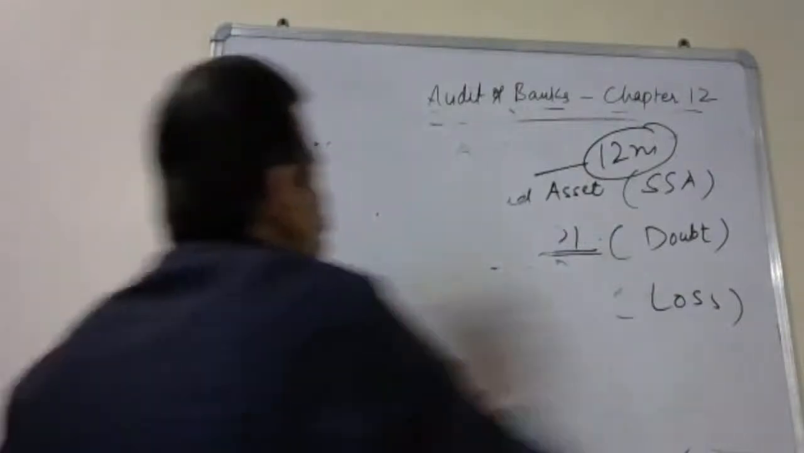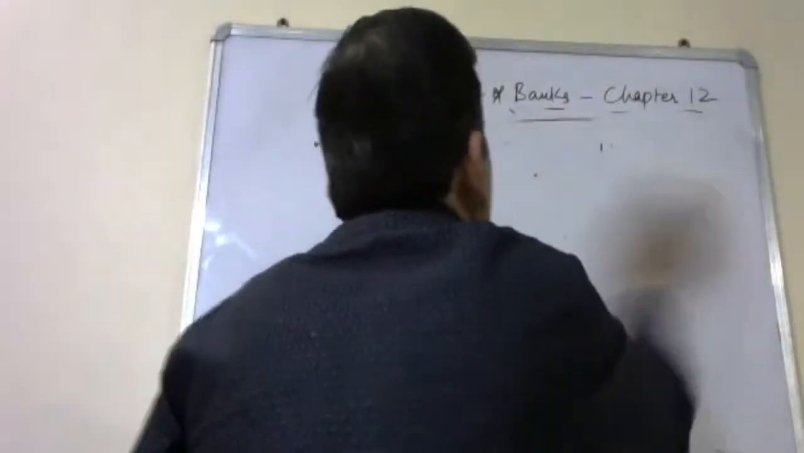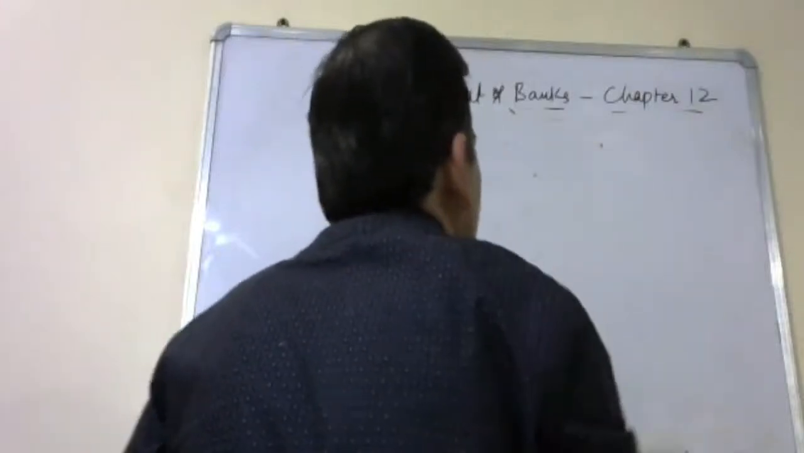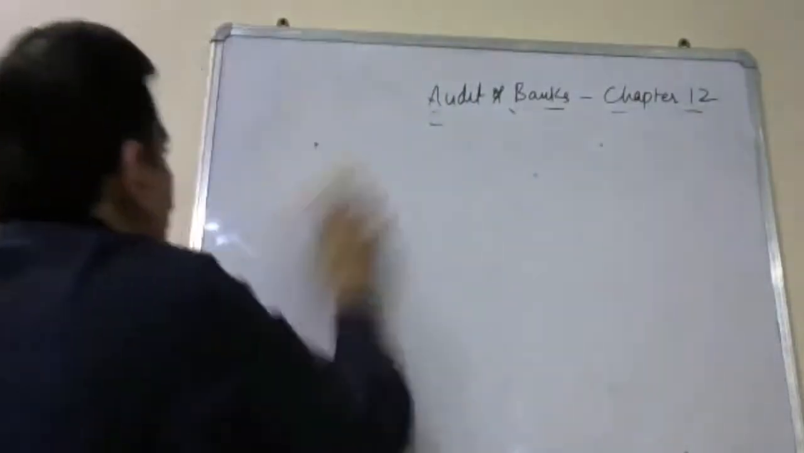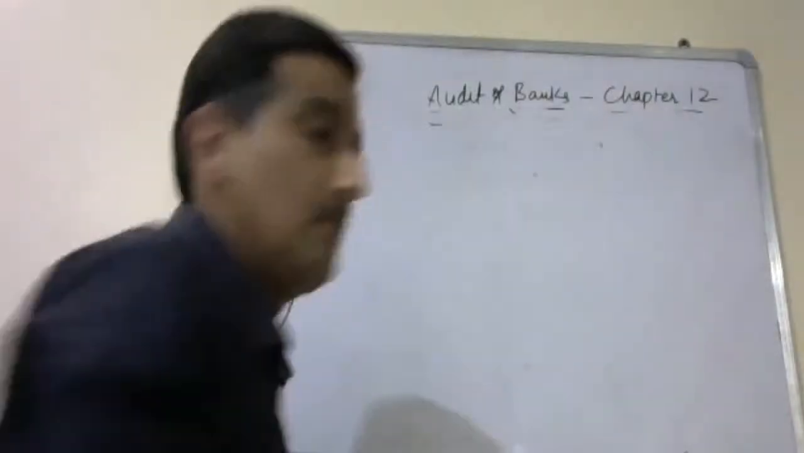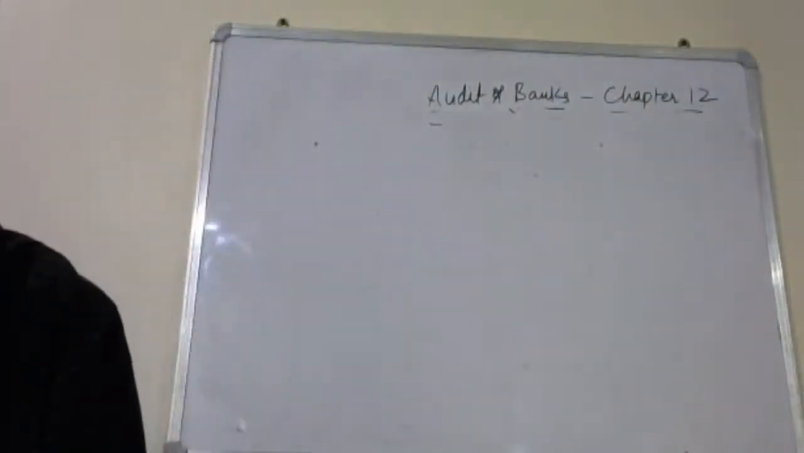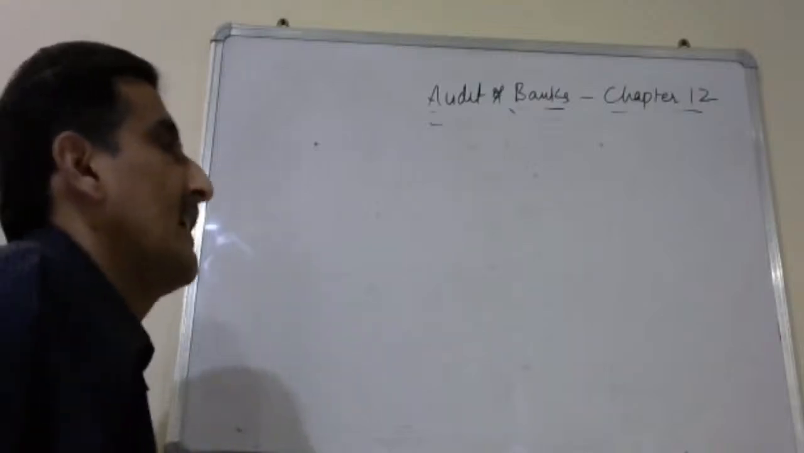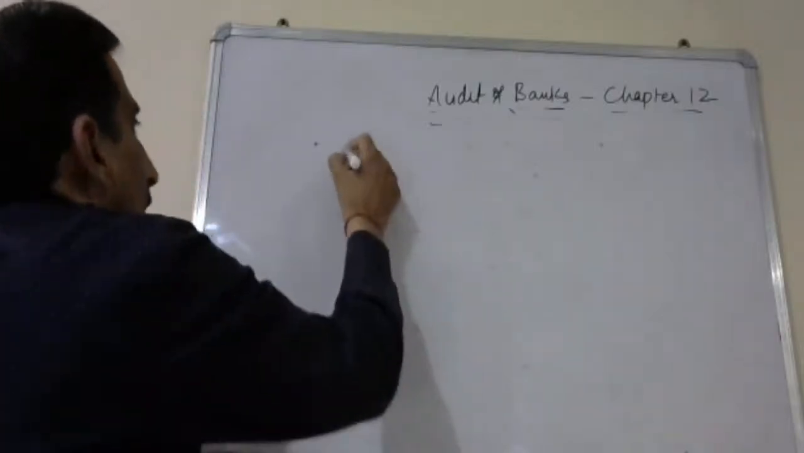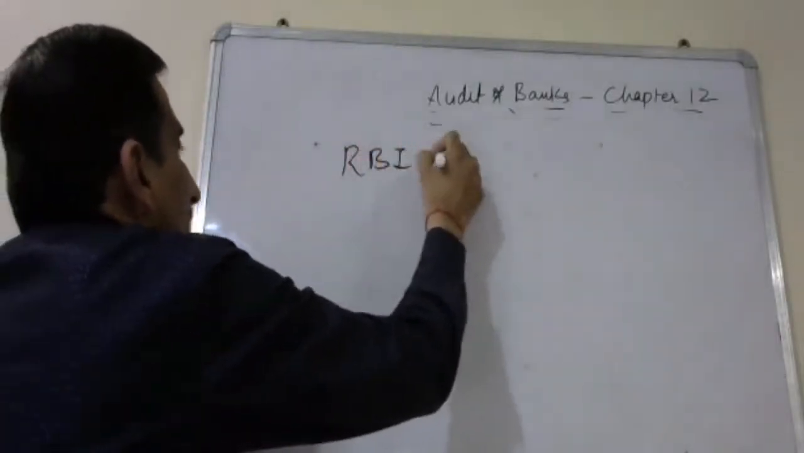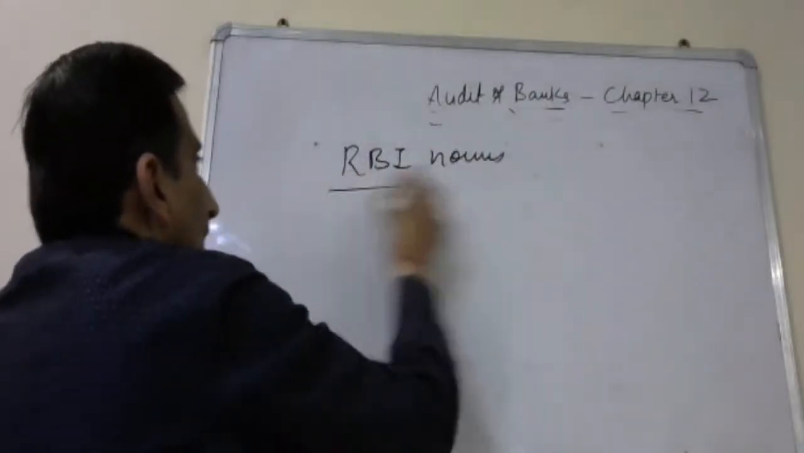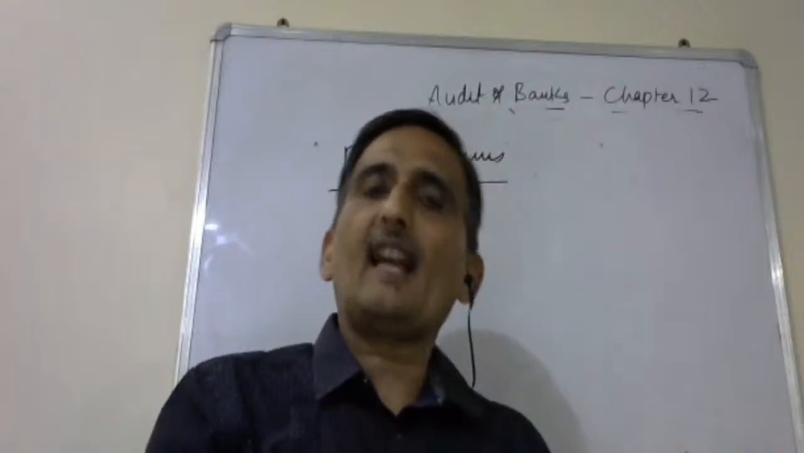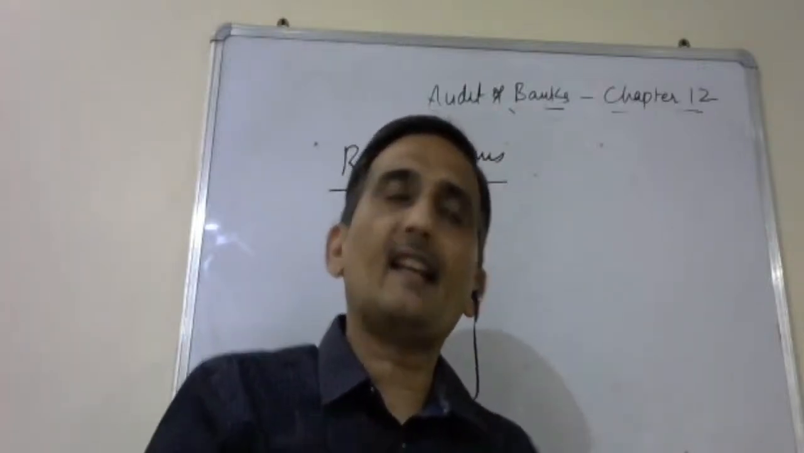Now, what are the norms prescribed by RBI for considering an account as NPA? Or what are the norms prescribed by RBI for considering an account as NPA? Now, what are the RBI norms? RBI norms are separate for different types of advances.